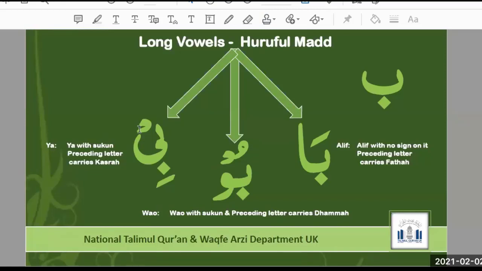If I change this sukoon sign to fatha, how long will you pronounce bi? 1 second.